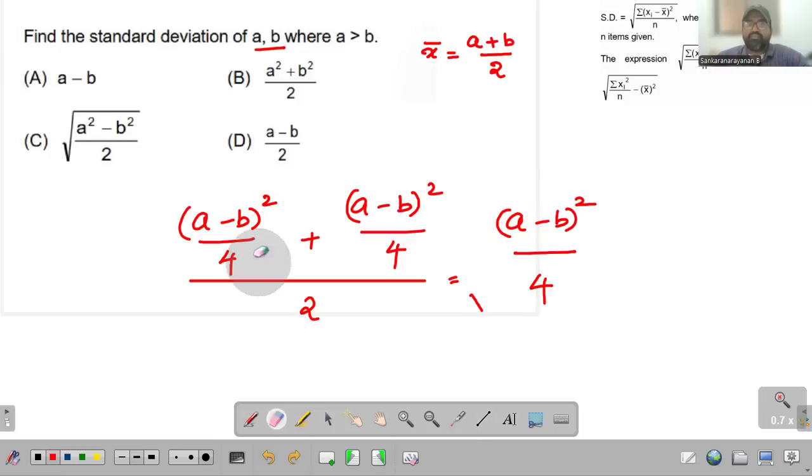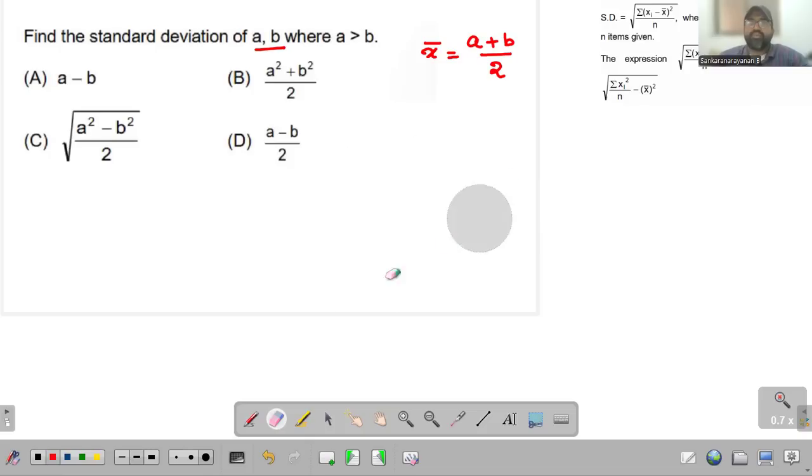Please note, when I do that, it will come out as (a minus b) upon 2. This is what I will be getting. It is given that a is greater than b. So my final answer will be (a minus b) by 2. Option D is going to be my answer.